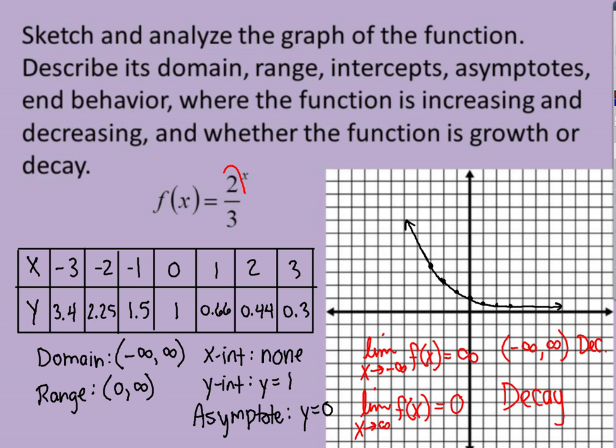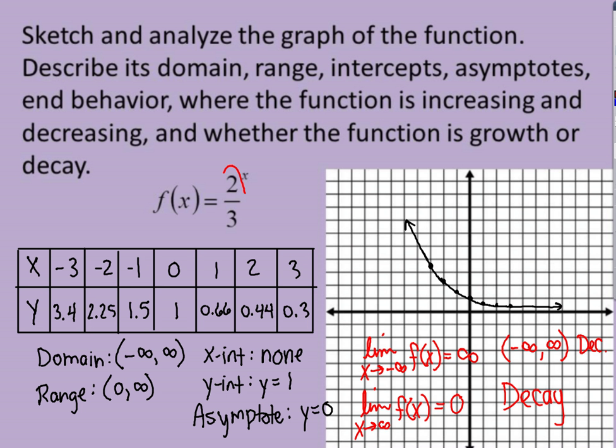Now if we look at this, you should be able to find at least the shape of the graph without actually having to find all the values. If it's decay, it's going to go down to the right. If it's growth, it's going to go up to the right. Because this is an exponential, our exponent is always going to be our variable.